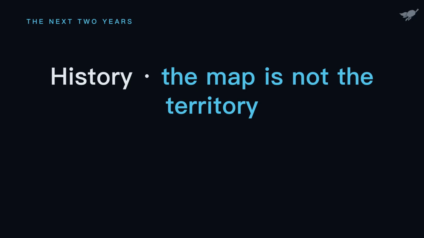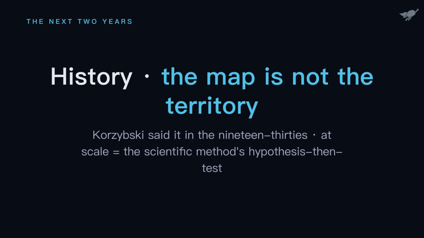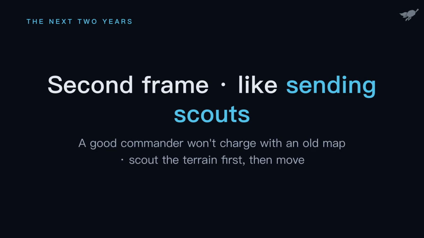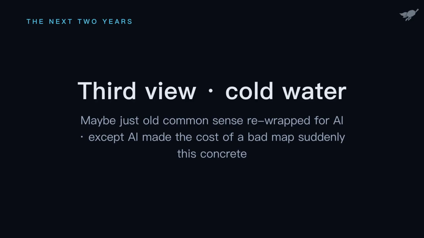1. The line "the map is not the territory" is nothing new. The semanticist Korzybski said it back in the 1930s. Zoom out, and this is just the scientific method. Form a hypothesis first, then go verify it. The second reference point, like sending scouts in a war. A good commander doesn't charge ahead with an old map. They send people to scout the terrain first, then decide how to move. But there is a third view too, a bit of a cold splash. This might just be old common sense, repackaged in AI language. Except that AI has made the cost of drawing your map blind expensive and concrete for the first time.